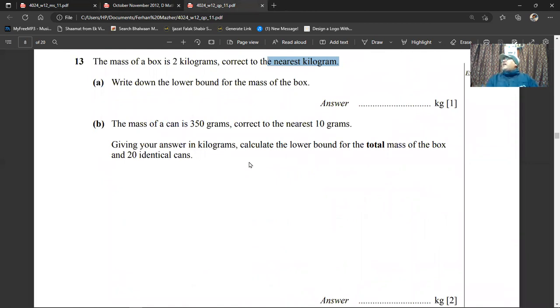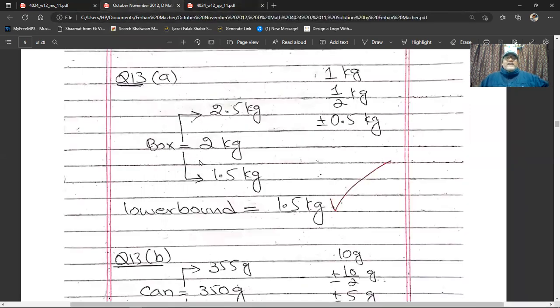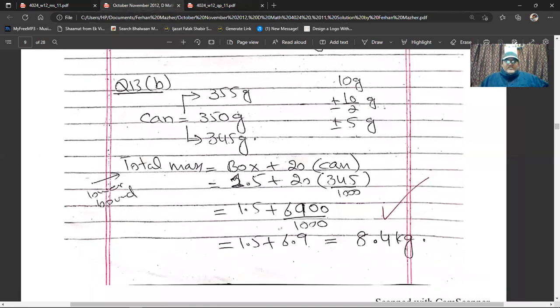So question number 13, and its B part is coming up on your screen. It says the mass of a can is 350 grams, correct to the nearest 10 grams. Because this is correct to the nearest 10 grams, divide 10 grams by 2, you get 5 grams. If you add 5 grams to this, you get the upper bound of the mass of the can. If you subtract 5 grams from 350 grams, you get the lower bound of the mass of the can. Giving your answer in kilograms, calculate the lower bound for the total mass of the box and 20 identical cans. Okay, so let me show you the solution.